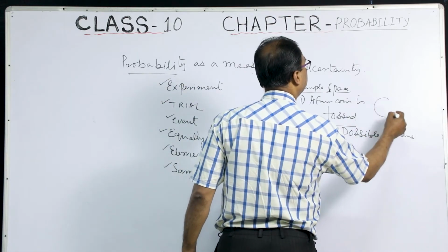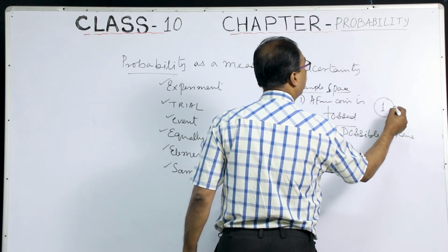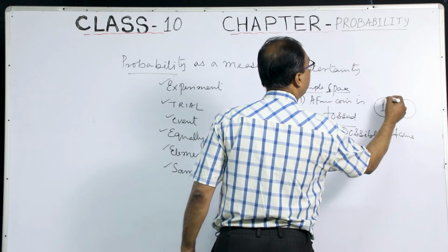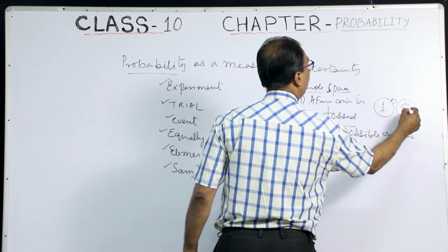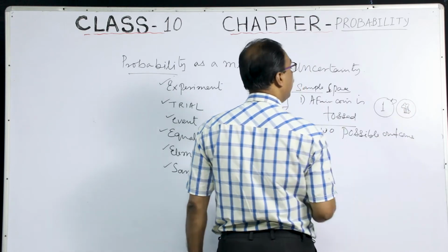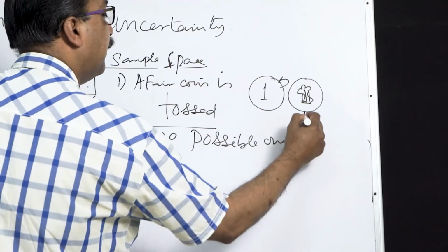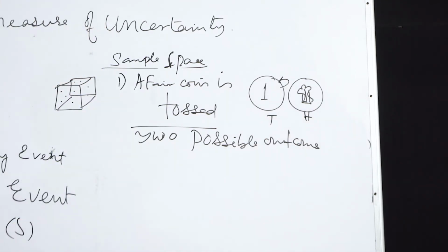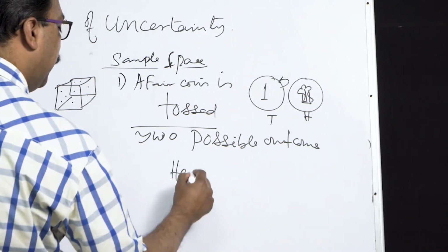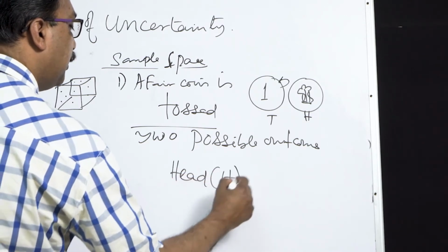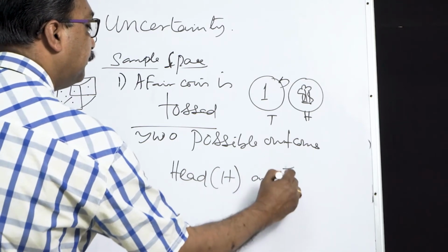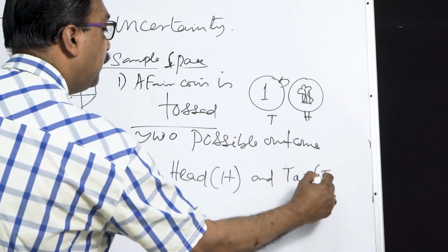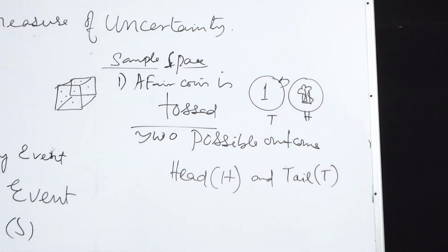Look at this coin. This side is the 1 rupee coin. The opposite side will be the back side, with the symbols like that, the lions. So we call this the head and we call the other the tail. So 2 possible outcomes: head, denoted by H, and another outcome, tail, denoted by T. Understood? Head and tail. Clear?